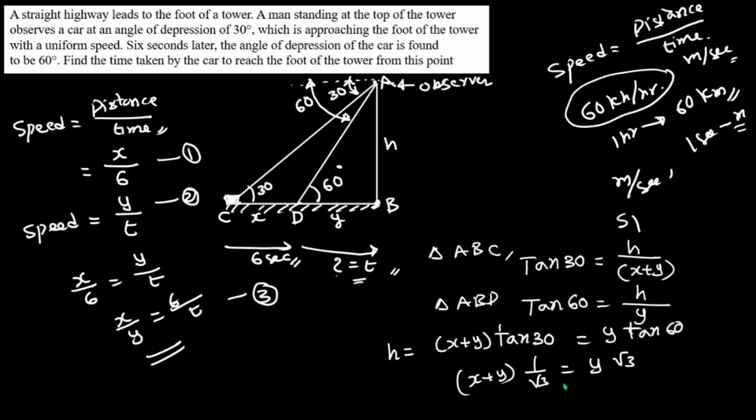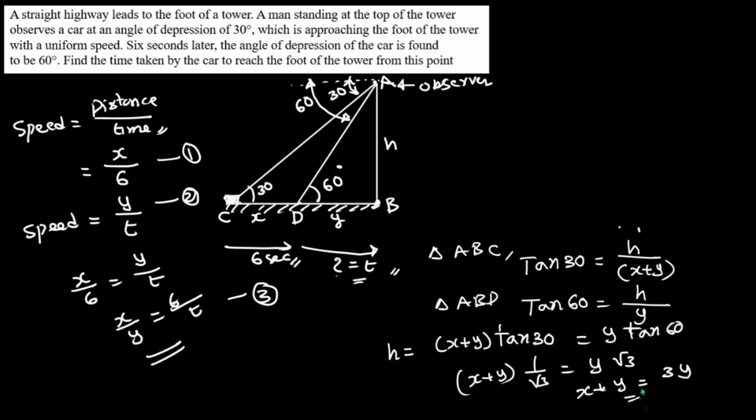From here, if you take root 3 to the other side, x plus y is equal to 3y, right? Continuing from here, this expression is x plus y is equal to 3y. If you take x to one side, x is equal to 3y minus y. So x is equal to 2y. If you bring the y to this side, x by y is equal to 2. Let's call this equation number 4.